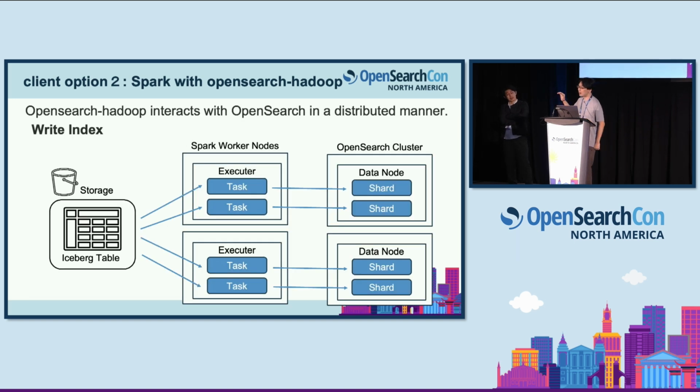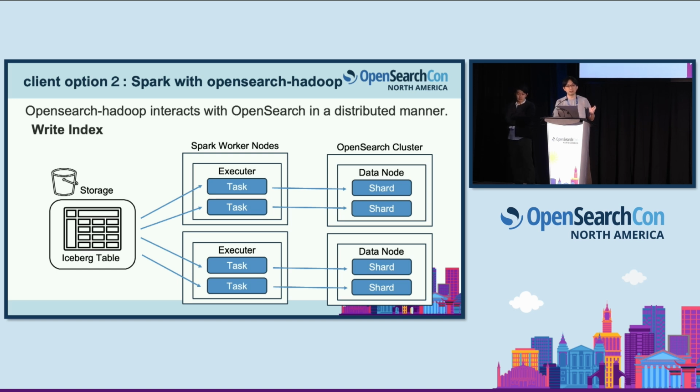So here's how Spark with OpenSearch Hadoop works with distributed processing. When Spark reads data from the Iceberg table, it distributes the work across multiple tasks. Each executor runs these tasks in parallel, which means processing different parts of the data. And here's the key: each task writes directly to OpenSearch in a distributed manner, so it can handle large-scale data really efficiently.